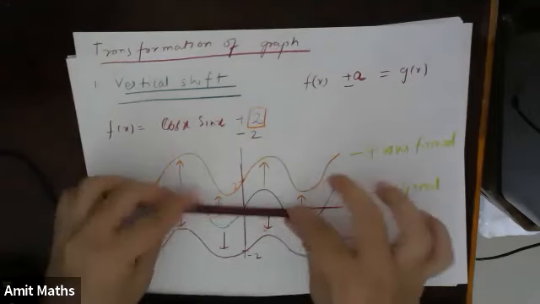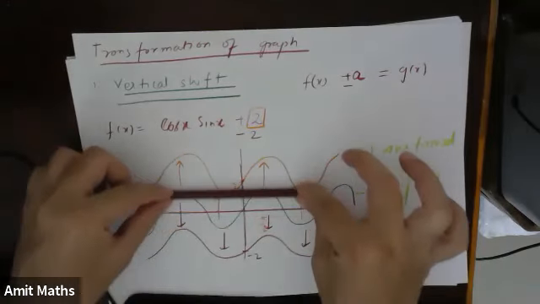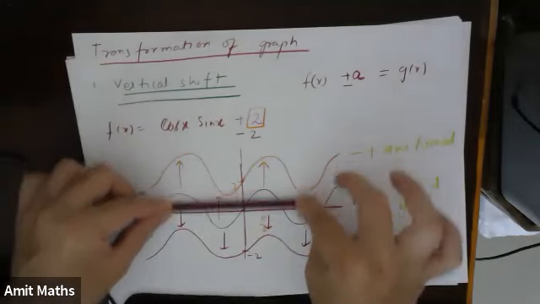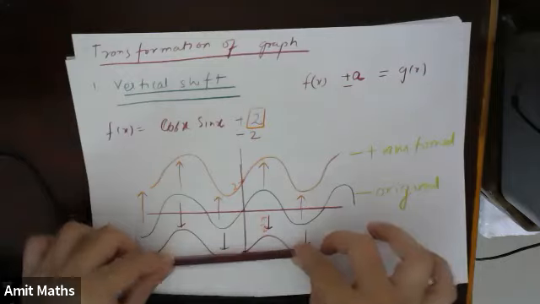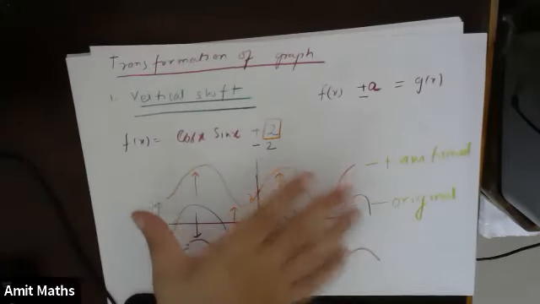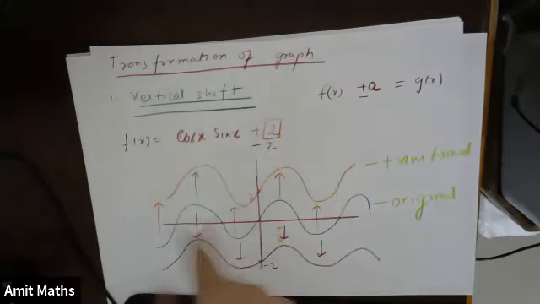Suppose this was the function. For plus 2, it will simply shift upward by 2. And if this was the function and it is minus 2, then it will shift down by 2. Understood? For example, this is the periodic function sin x. I'll take one more example.